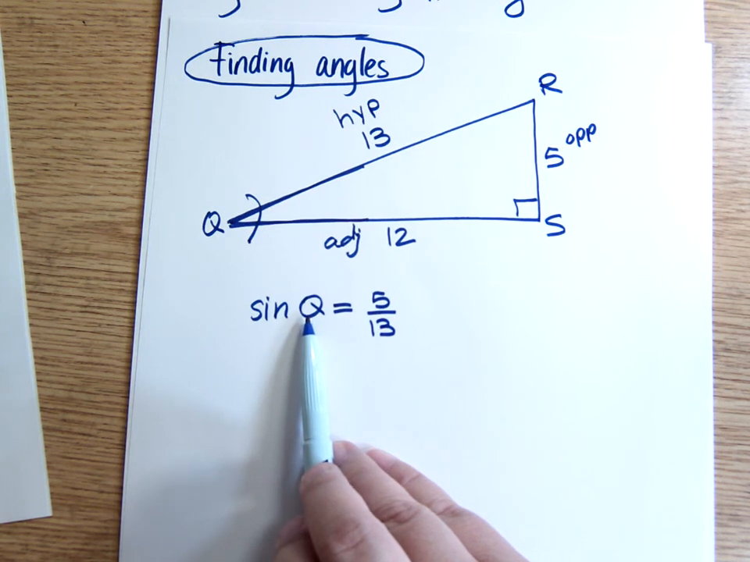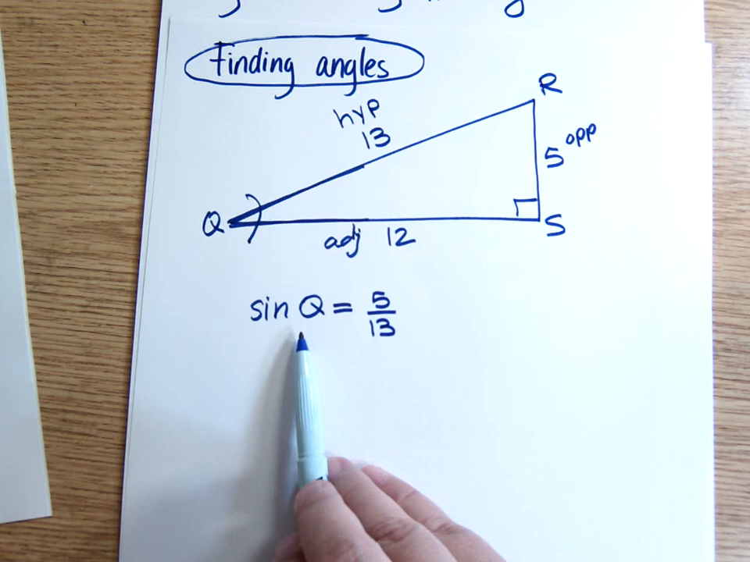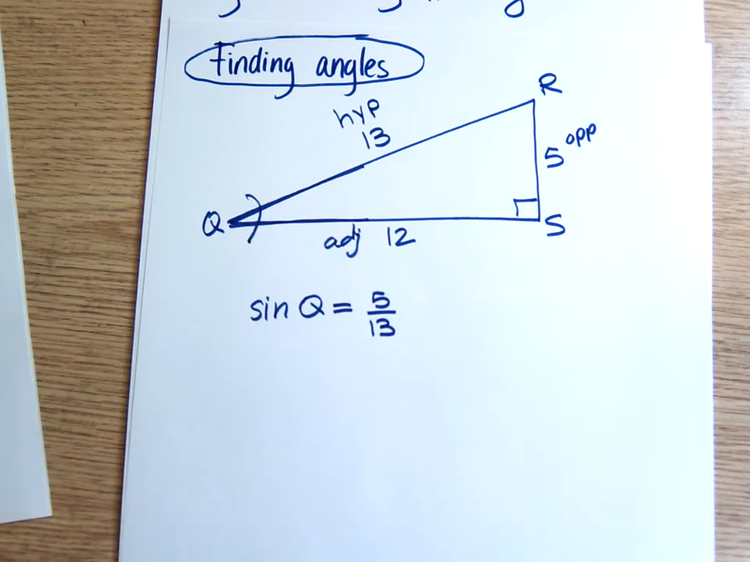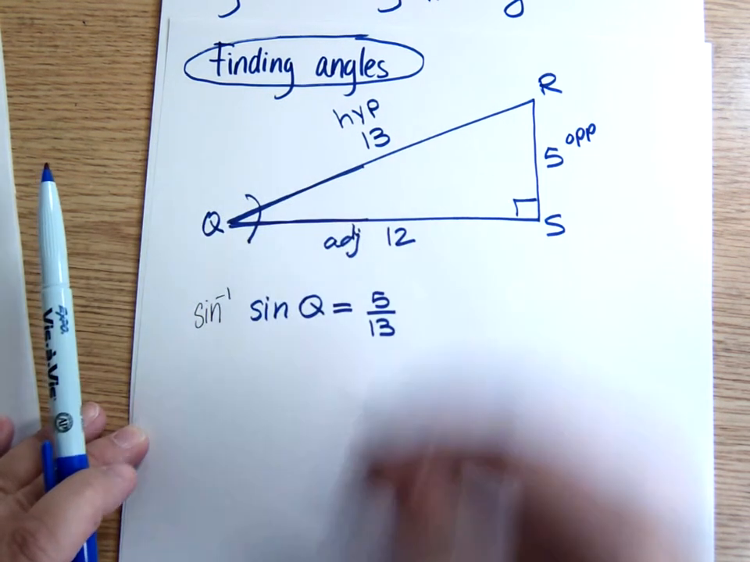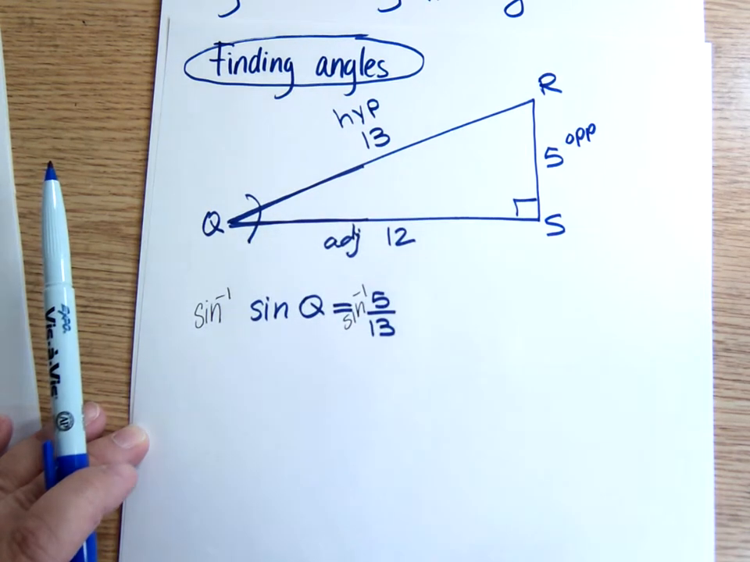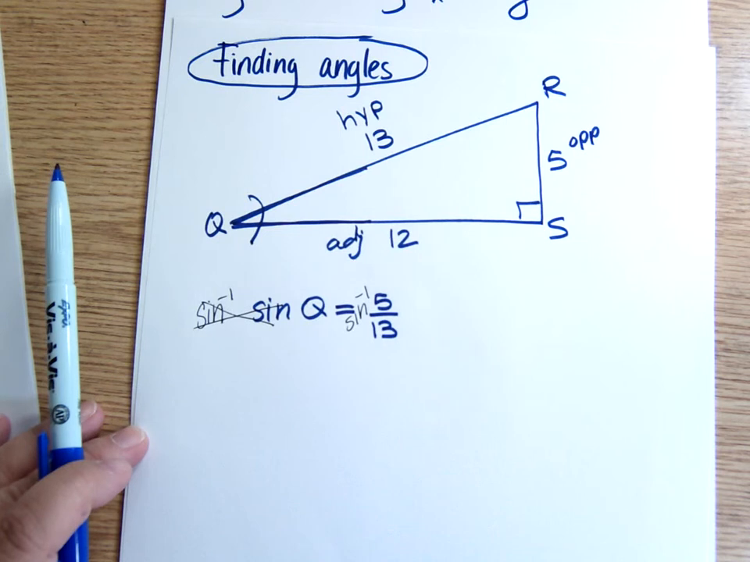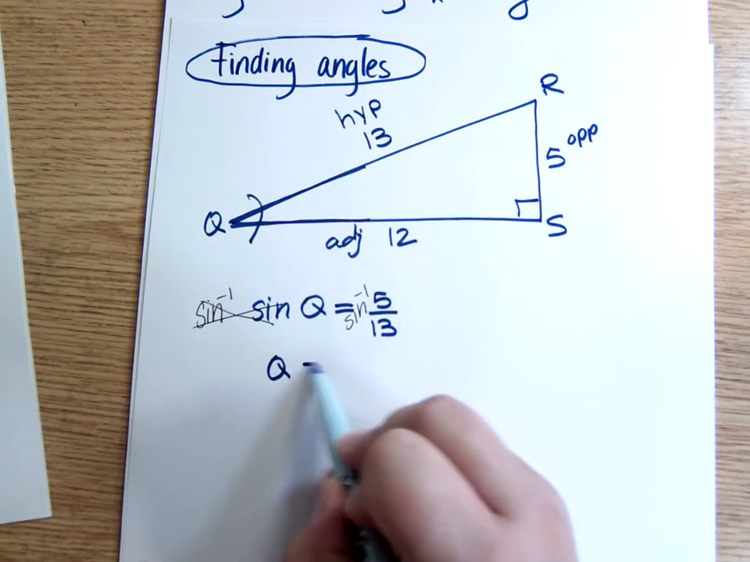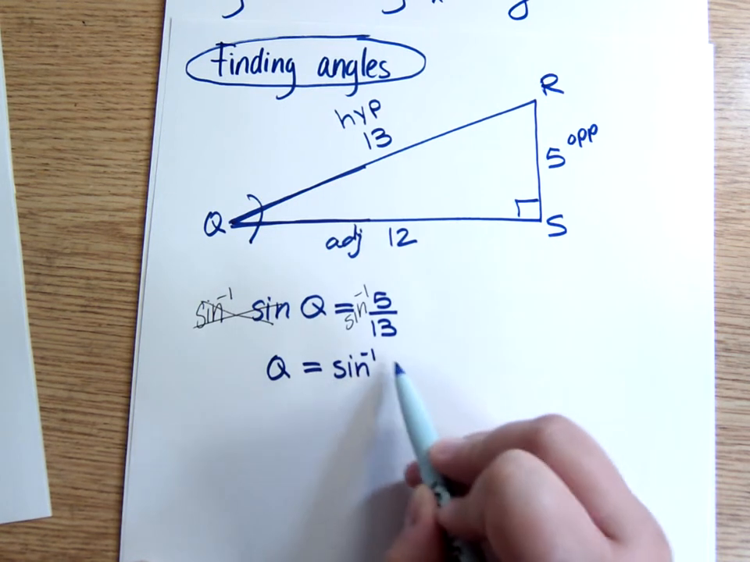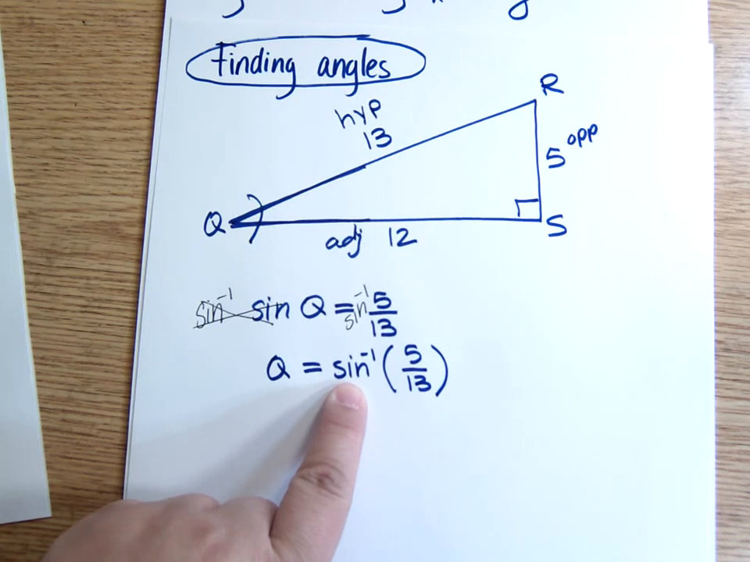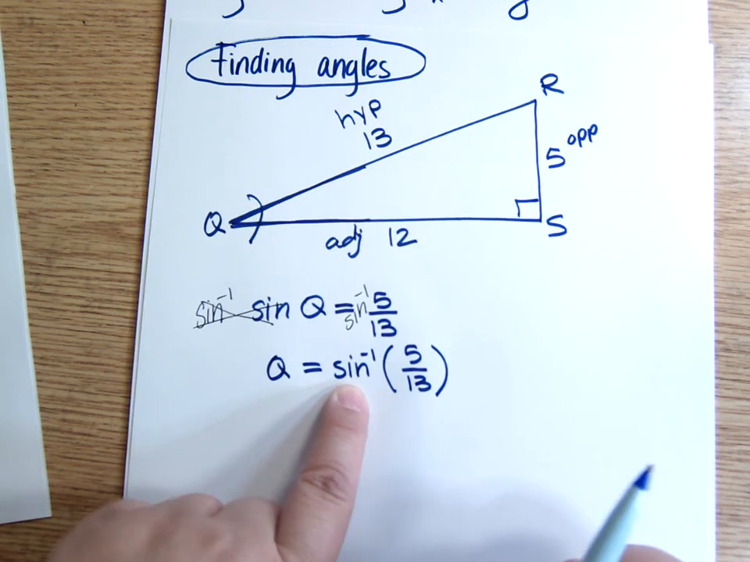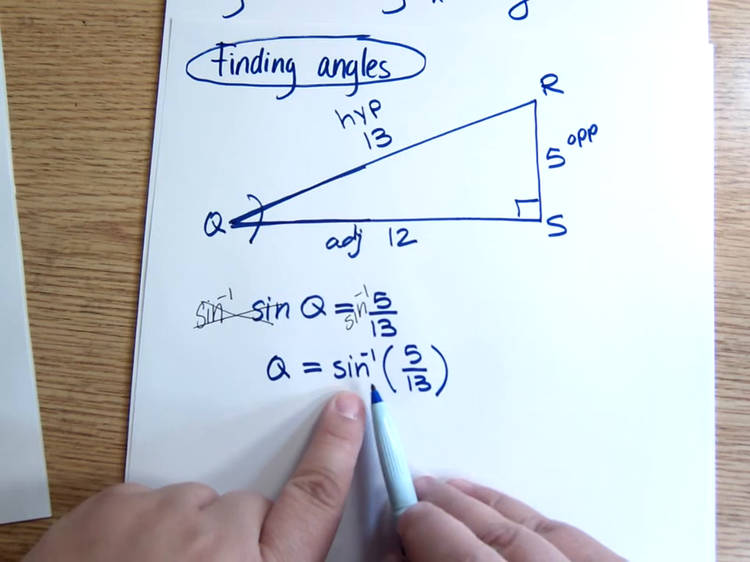Just like multiplication has an inverse and it's division, or addition has an inverse and that's subtraction, sine has an inverse. If I take the inverse of both sides, and it's indicated by this little -1, then these cancel. That leaves me with Q by itself equals the inverse sine of 5/13. So when you see sine, cosine, and tangent with a little -1, it does not mean to the -1 power. It's just a notation we use for the inverse. It looks like it's to the -1 power, but it just says basically inverse sine.